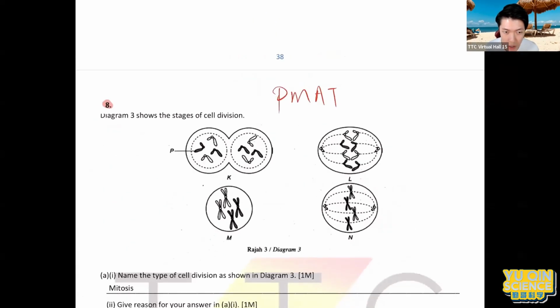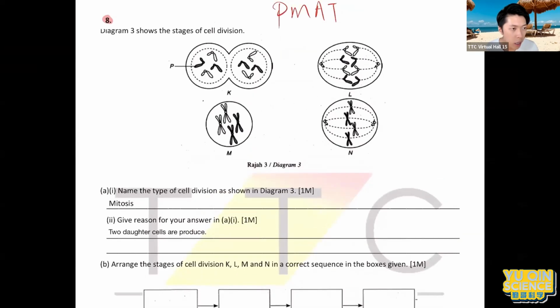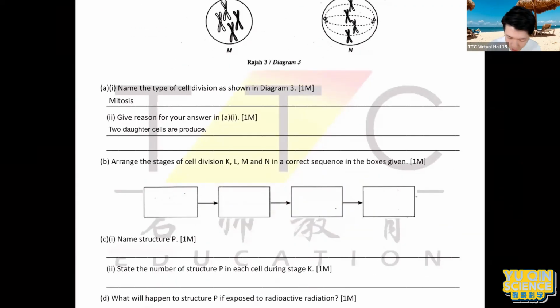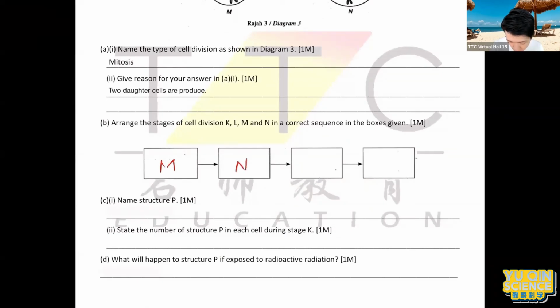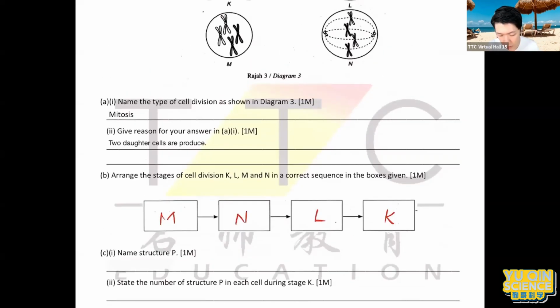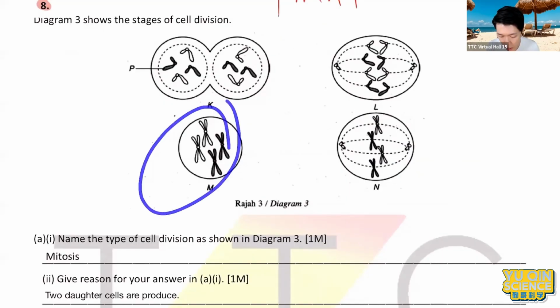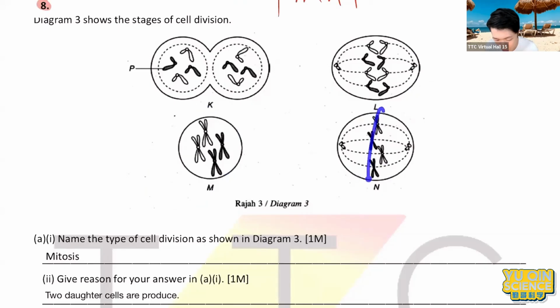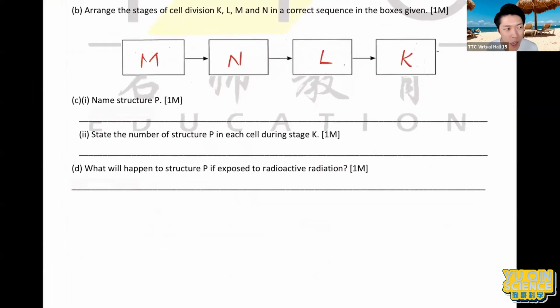Okay. So the sequence should be M, N, L, K. M is the first one. N is the middle because they are all arranging in the middle. And then L is going to left and right. That's called anaphase, like splitting. And lastly, that will be your two daughter cells, which is K. Super easy.